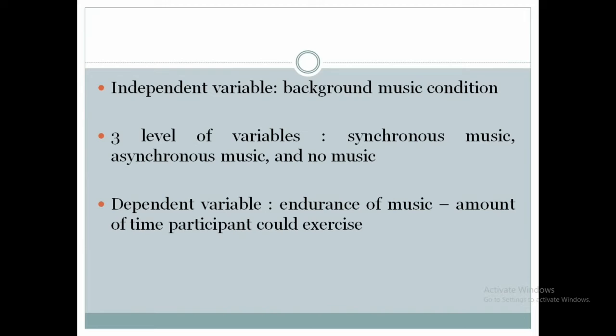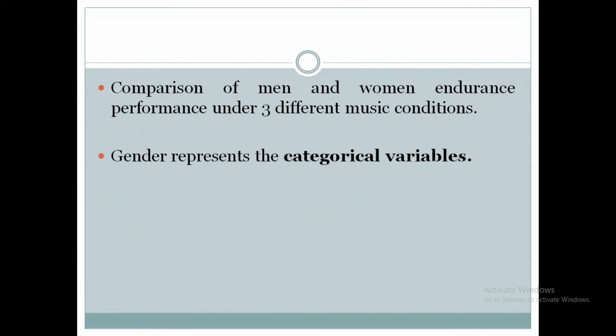In this study, the endurance performance of the men and women under the synchronous, asynchronous and no music conditions was compared. So here the author sought to determine whether men responded differently than women to the exercise conditions. So gender then represents a categorical variable, right?